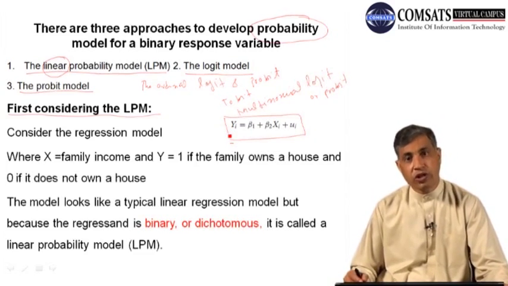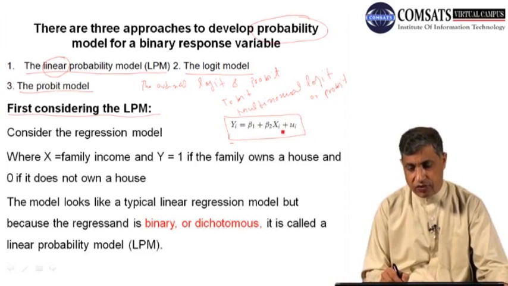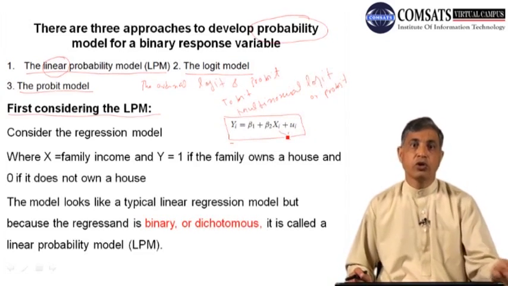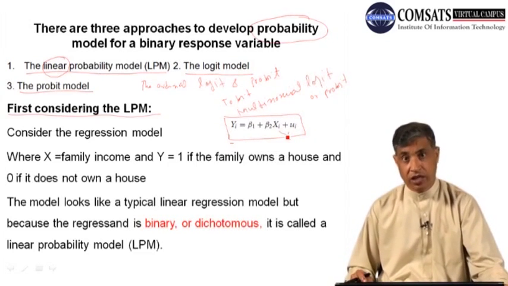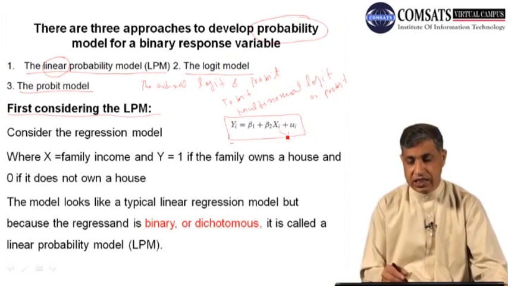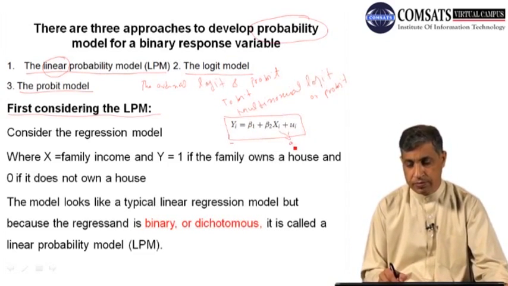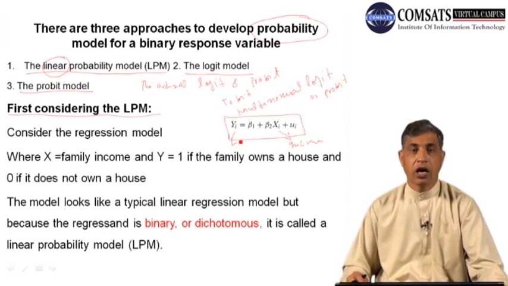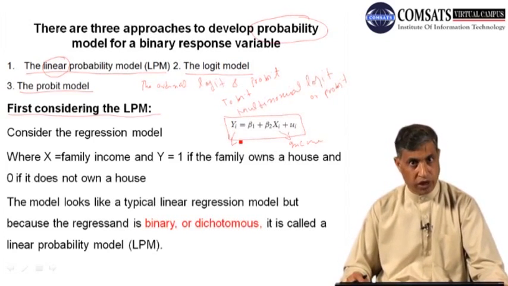We are talking about the family income. This Xi is family income. So what I am assuming, I am talking to you who are listening on the laptop, that I am talking about your family. So what is this? X is your income, and Y is whether you have a house, a home, or you do not own a house.